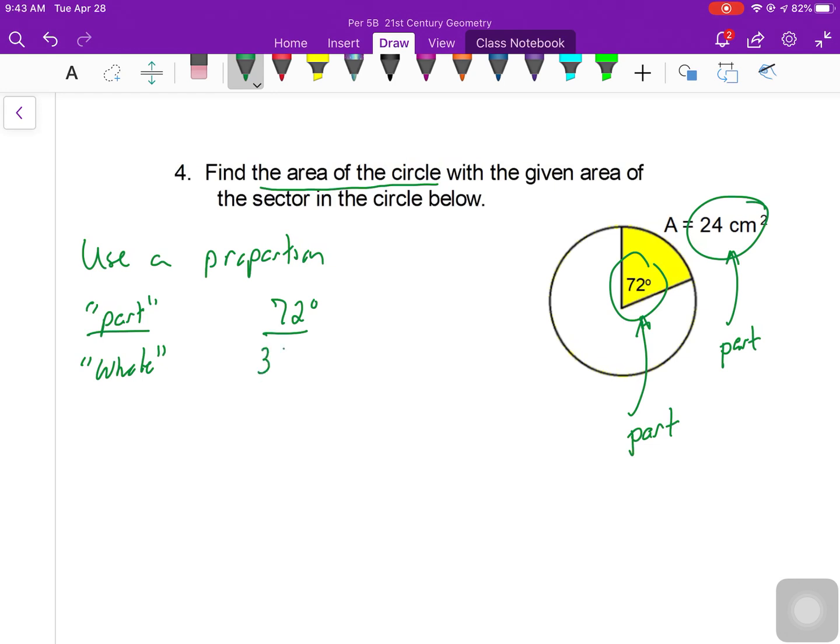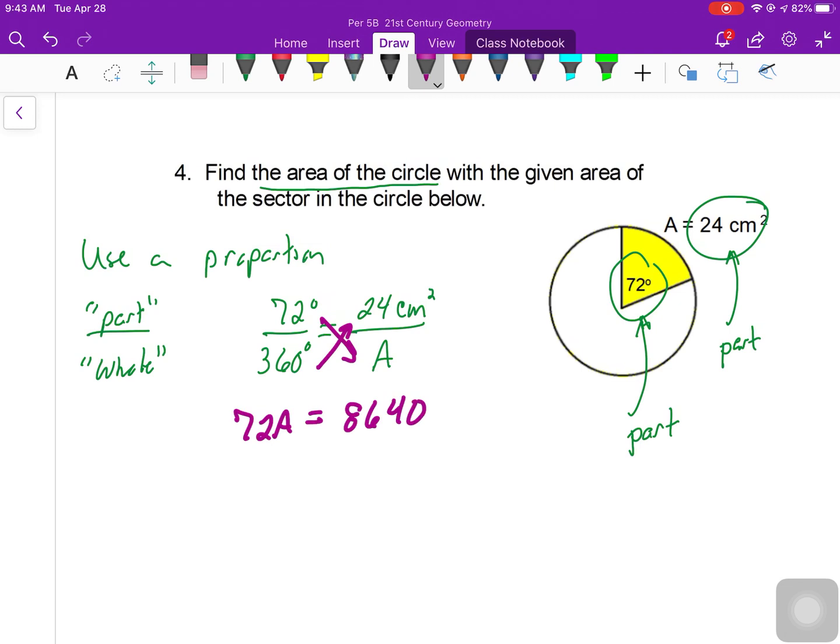So for example, the degrees in the part, 72 degrees. The degrees in the whole circle, of course, 360 degrees. The area of the part, 24 square centimeters. And we're looking for the area of the whole circle. And as we saw on problem 2 today, we will cross multiply, as we always do in proportions. 72a equals 360 times 24 gives me 8,640. Dividing by 72 to finish, I get the area of this circle is 120 centimeters squared.